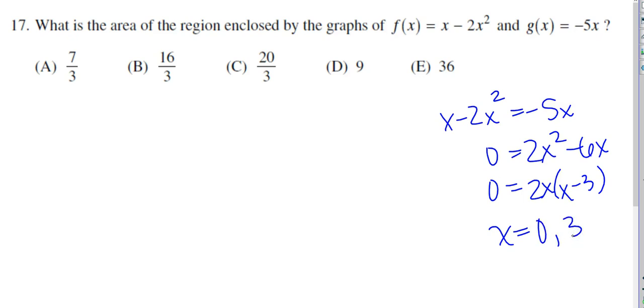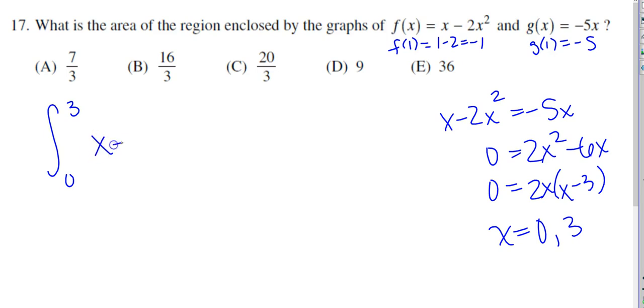And so then I'm going to go integral from x equals 0 to x equals 3 of top minus bottom dx. To figure out which one's top, I can plug in a number between 0 and 3, like x equals 1. I see that f of 1 is 1 minus 2, which is negative 1, and g of 1 is negative 5. Negative 1 is larger, right? So f is top, g is bottom. You really don't have to do that. If you want, you could just pick one and then take the absolute value of your answer at the end.